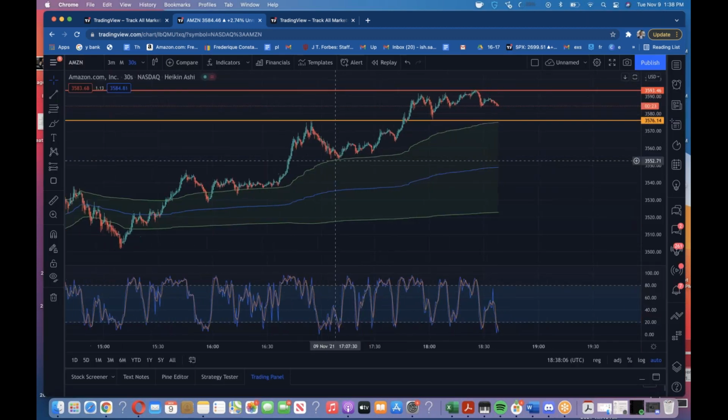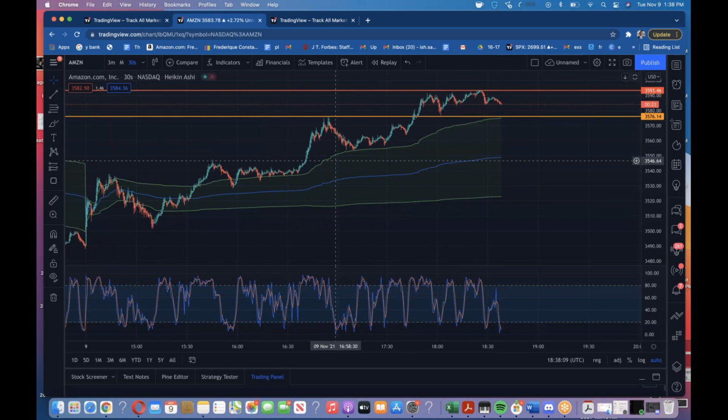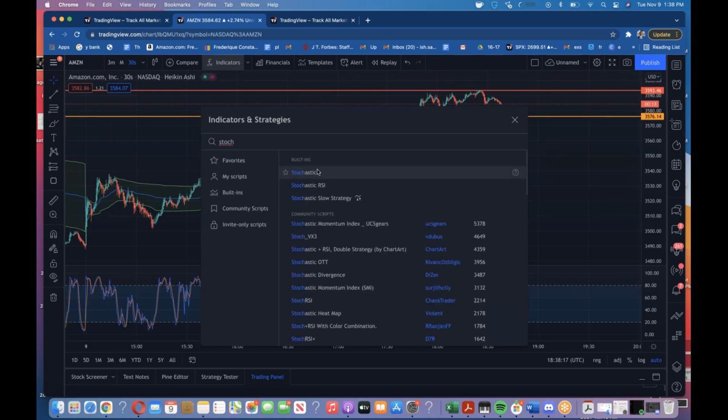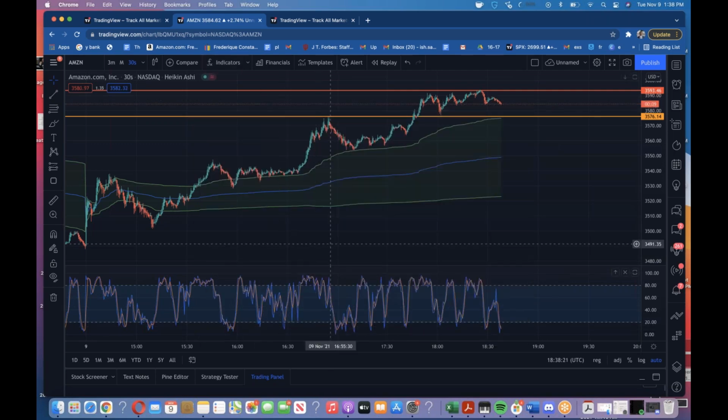I have a few different indicators which I'm using. Number one, we're using the stochastics indicator. If you click indicator here, you can just type in STOCH, and it's stochastic right here. It's just a simple one, and that's the indicator you see down here below.